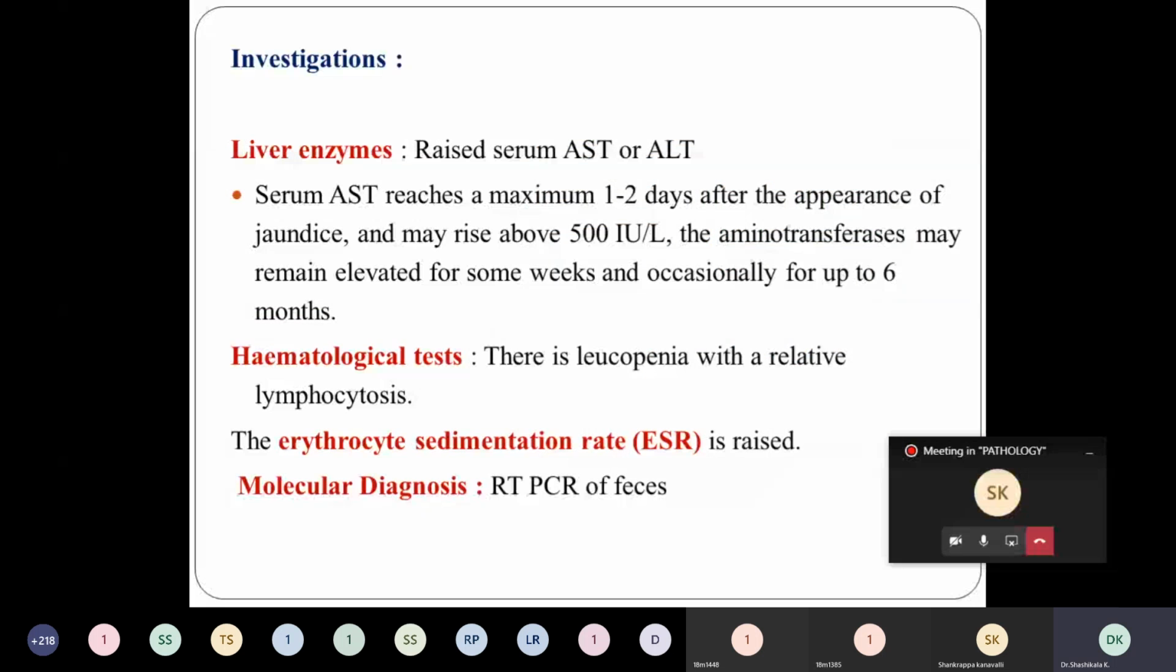So coming to the investigations, you have elevated liver enzymes, that is aspartate aminotransferase and alanine transaminase. The AST level reaches a maximum 1 to 2 days after the appearance of jaundice and may rise above 500 international units, and the aminotransferases may remain elevated for some weeks and occasionally for up to 6 months. In hematological tests there is leukopenia as well as lymphocytosis. The ESR is increased, and the molecular diagnostic is RT-PCR.